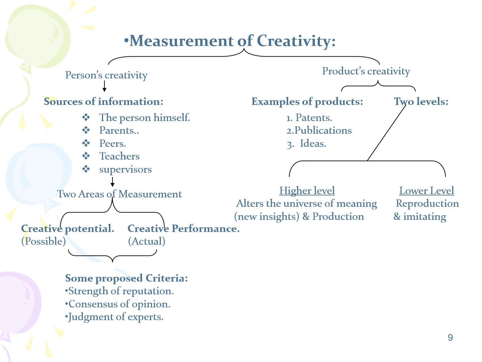Two areas of measurement. Creative potential, the future, the possible creative performance. For creative potential, some proposed criteria are the strength of reputation and judgment of experts. The potential and the actual. The possible and the actual. The actual one is the creative performance. His performance is very, very good. But about creative potential, it is possible to do something.